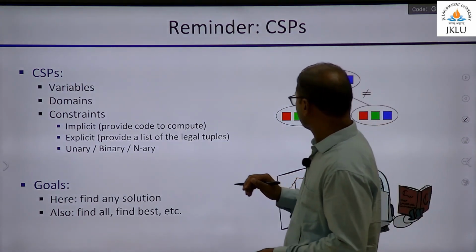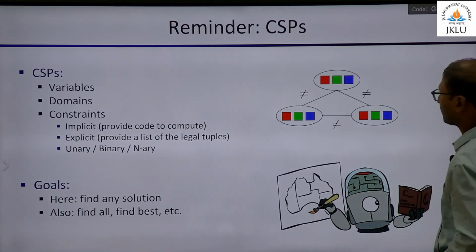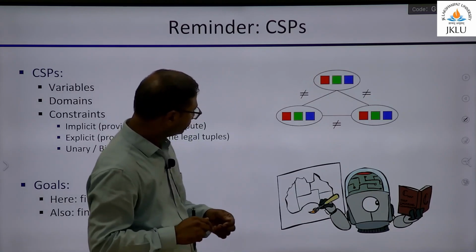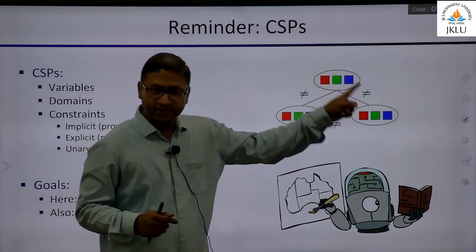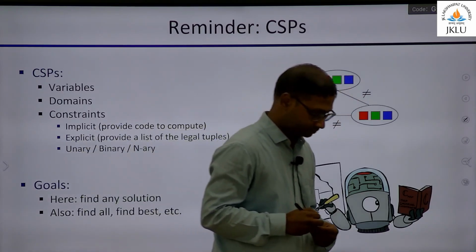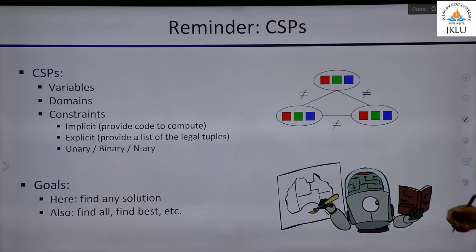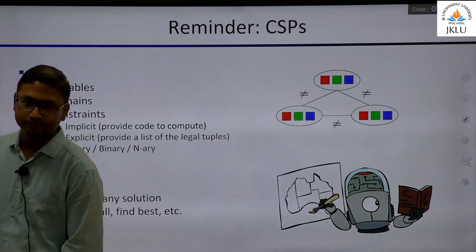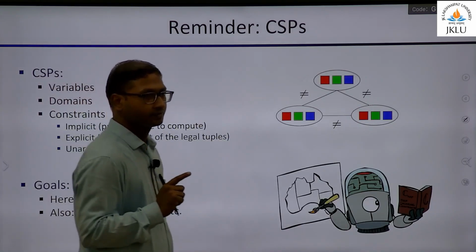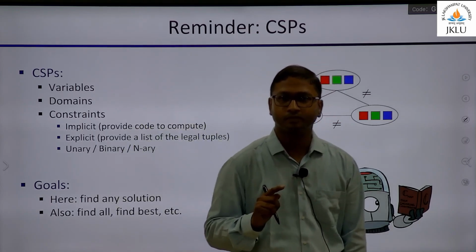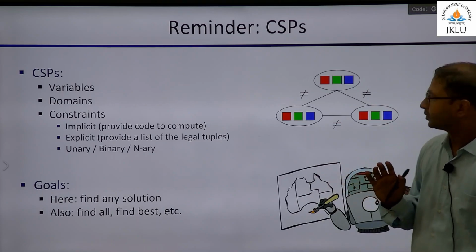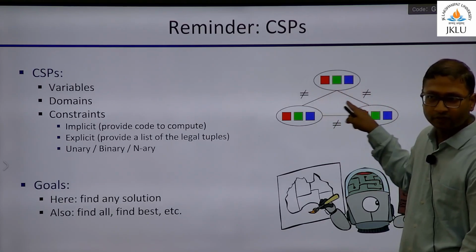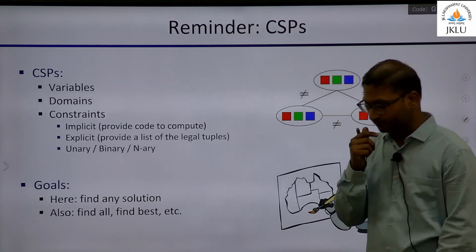Right. So we were talking about CSPs. And remember this problem? Will there be any problem in this case? If I want to color this graph with these domains, will there be any problem? Yes, will there be any problem if I start solving this one? Yes. What will be the problem?